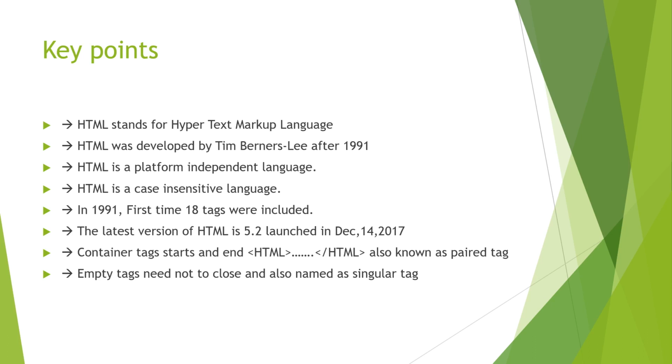What is the use of a container tag, or what is its meaning? A container tag always starts and ends. It is the feature of a container tag. Like see in the example, HTML is getting started and HTML is getting closed. A container tag is also known as a paired tag. Next is the empty tag. An empty tag is that tag which is started only, we need not close it. It is only a singular tag, while a container tag is also known as a pair tag.